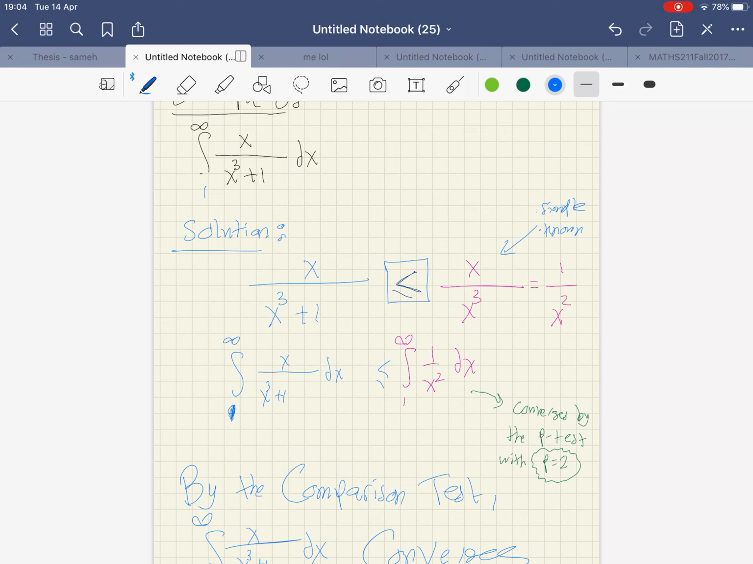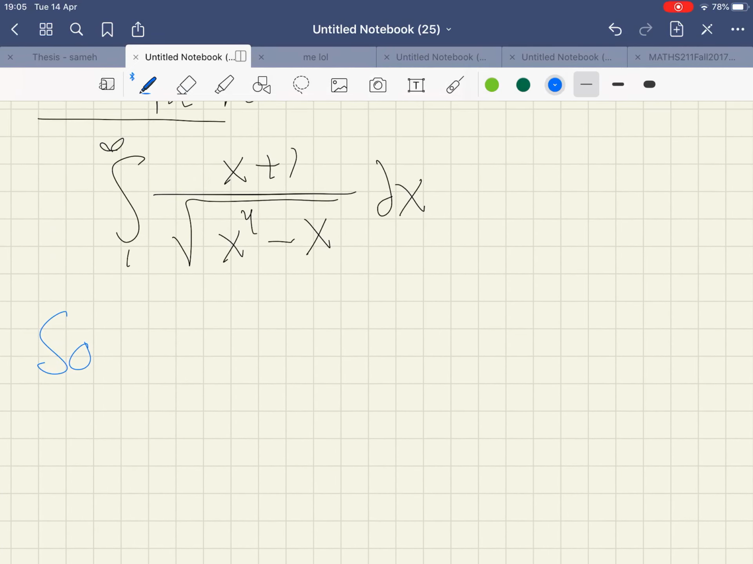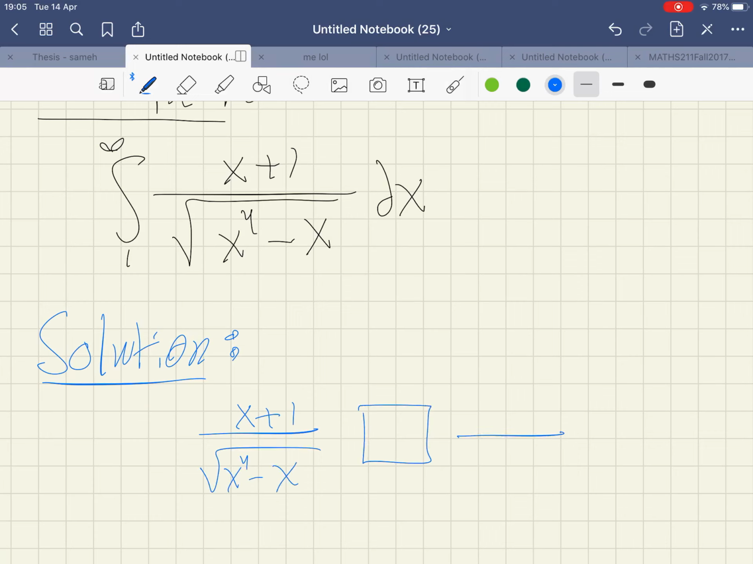That's the first example on the comparison test. In the comparison test, we compare one function with another. The new function should be simple, something we can know whether it converges or diverges, and the only ways we know are the comparison test or the p-test. Let's do another one, quick here. So I need to compare x plus 1 over square root of x to the fourth minus x. I wish to compare it with something easier. If I try the same way I did before, I take x over the square root of x to the fourth, that is x over x squared, and that will be just 1 over x.